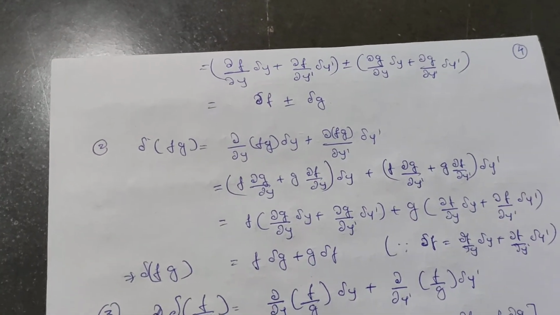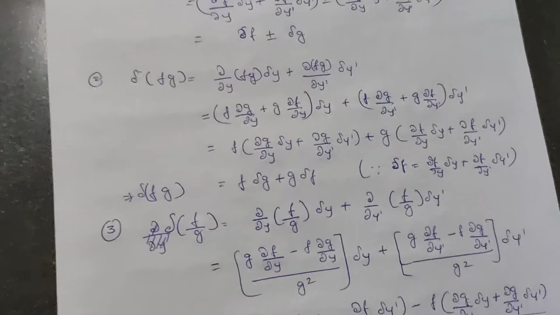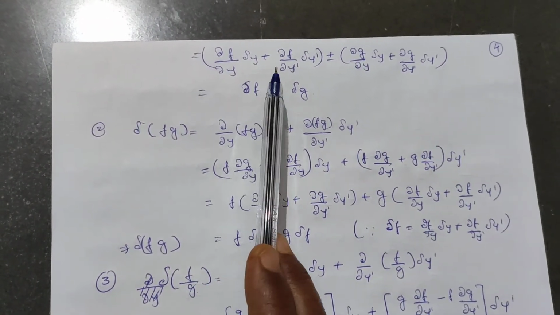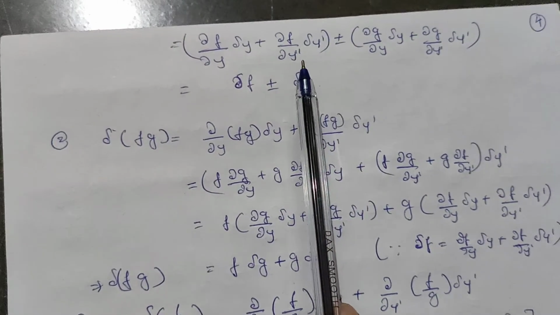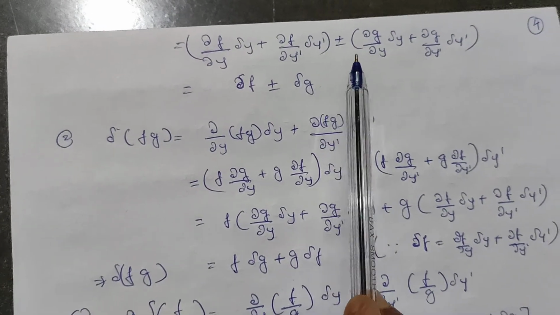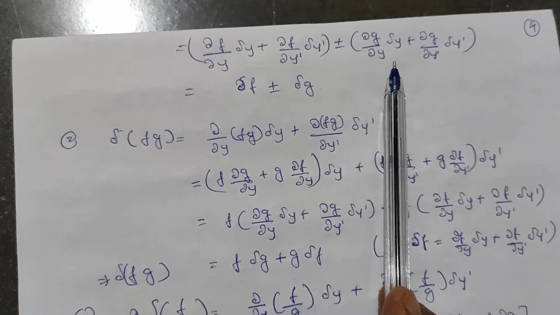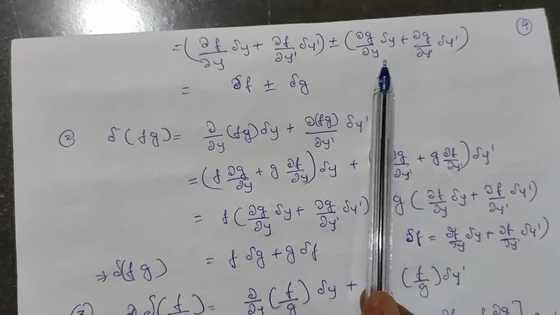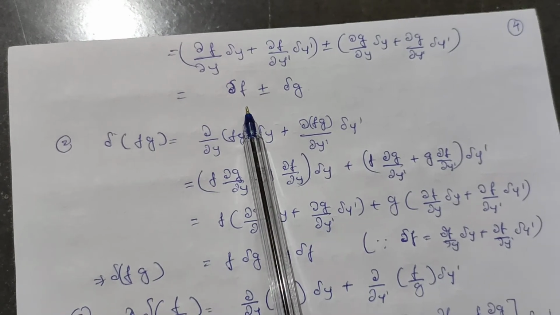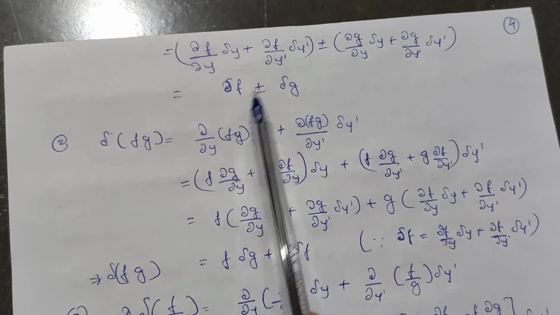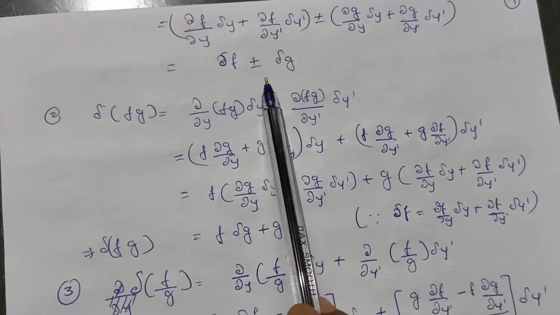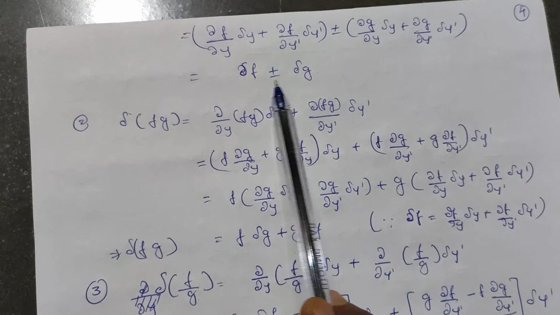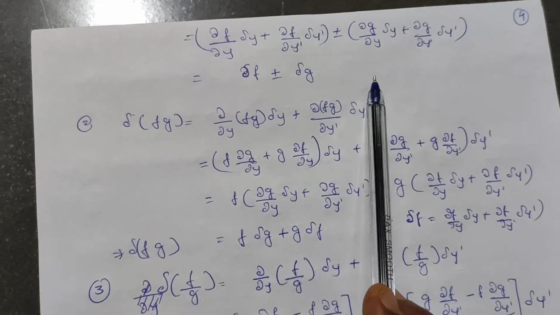Let us separate the terms of f and g here: dou f by dou y into delta y plus dou f by dou y dash into delta y dash, plus or minus dou g by dou y into delta y plus dou g by dou y dash into delta y dash. Again from the definition of a variational function, the first bracket is delta f and the second bracket is delta g. So it is equal to delta f plus or minus delta g. So this is the proof.